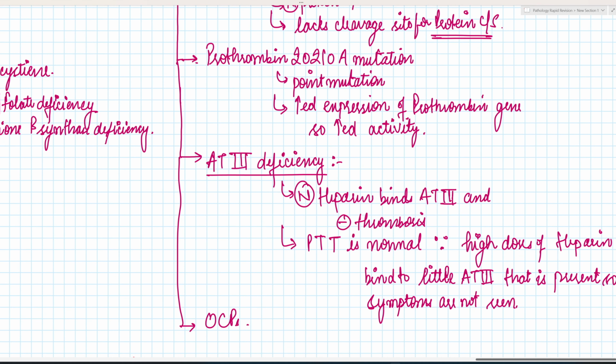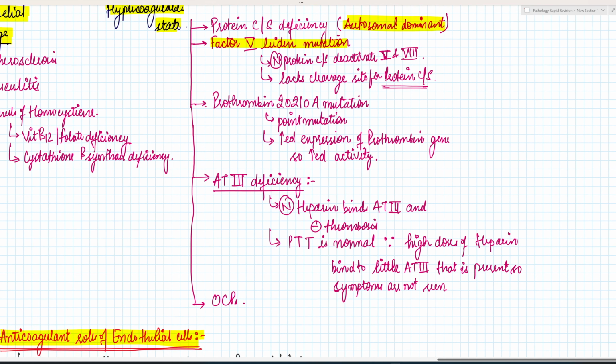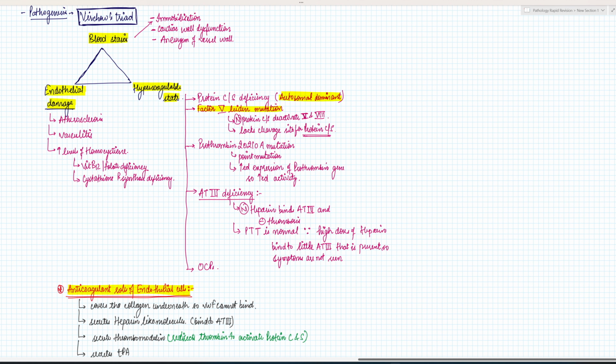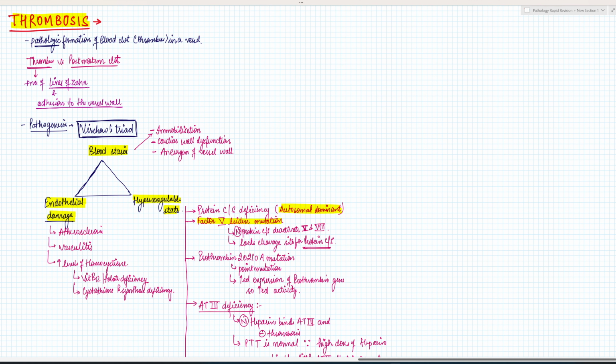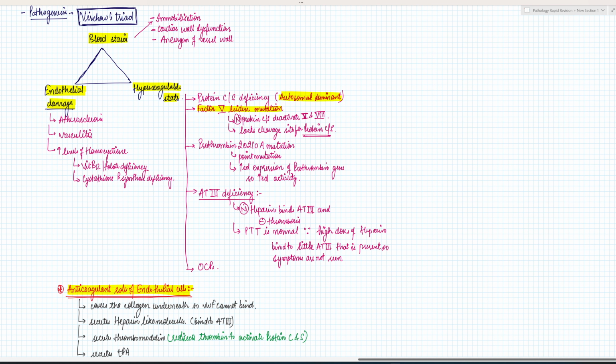So therefore this entire thing concludes our thrombosis. Remember, we started with the definition, then we differentiated thrombus from the postmortem clot with lines of Zahn and adhesion to the vessel wall. This is very important, you need to remember that. And then in the pathogenesis, we saw Virchow's triad, again very high yield, you need to remember that. Then we saw all the deficiencies and all the pathologies associated with all the three.